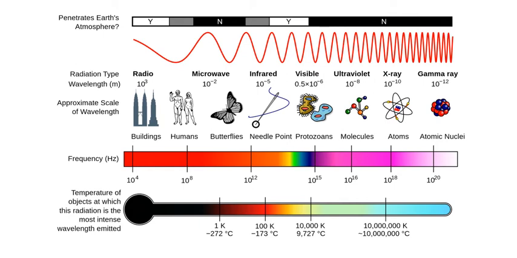Notice a couple of things. Gamma rays have an incredibly short wavelength and high frequency. That is, lots of waves pass a given point in a second. Radio and microwaves have much longer wavelengths and much lower frequencies. You can see this measured with the wavelength, where radio waves are on the order of 10 to the 3rd meters, gamma rays 10 to the minus 12th meters.